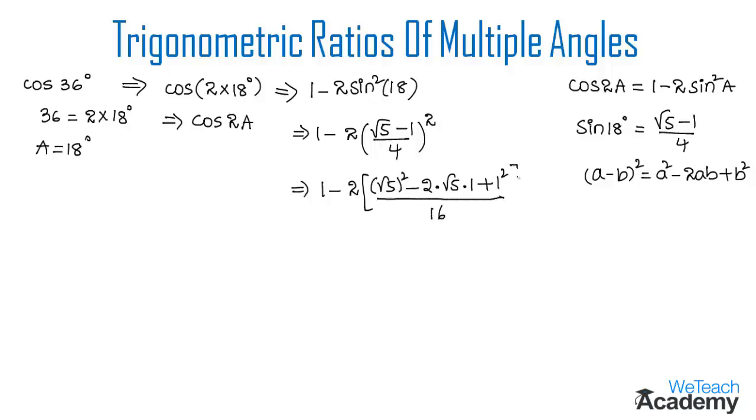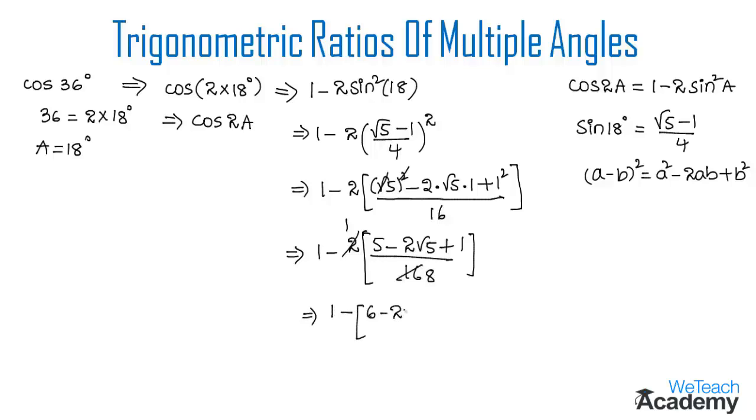So that implies we get 1 minus 2 into, here square and square root get cancelled, so we get (5 minus 2 root 5 plus 1) divided by 16. And here 2 1 time is 2 and 2 8 times is 16. So that implies we get 1 minus (5 plus 1, which is 6), so we get 1 minus (6 minus 2 root 5) by 8.